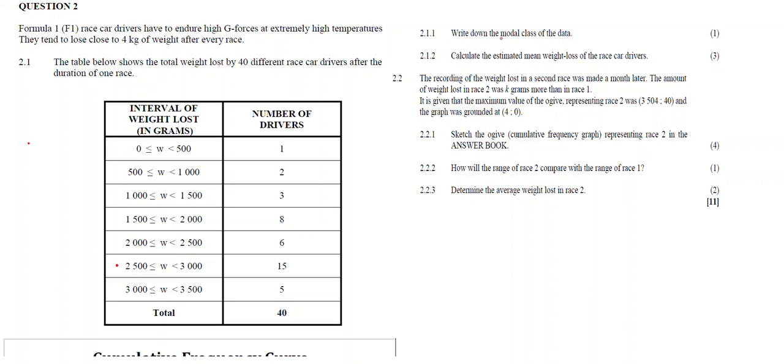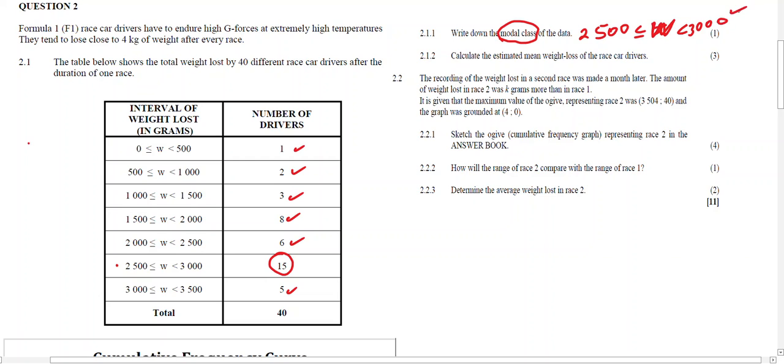Write down the modal class. Remember, mode is the most occurring. So the modal class is easy to get. You just check the class or the interval with the highest frequency. I can see that 15 is the biggest frequency here, so this will be my modal class. So the answer for this question is 2500 ≤ w < 3000. We are done with that question.